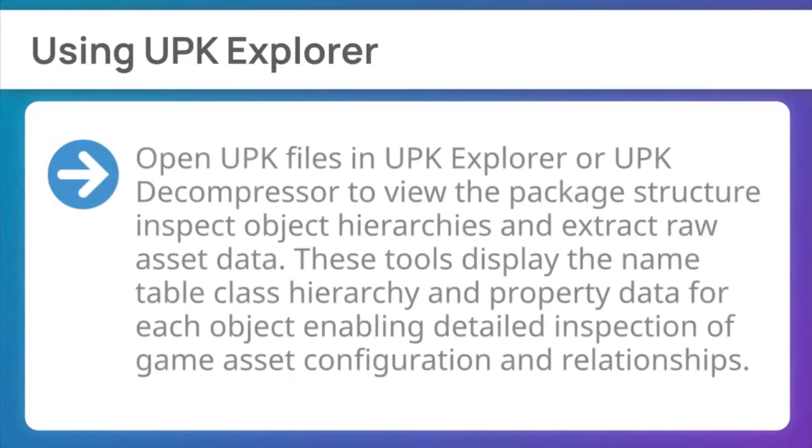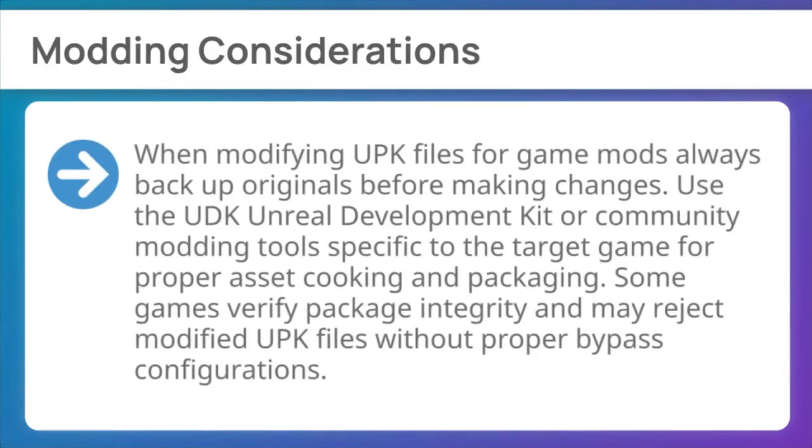Next, using UPK Explorer. Open UPK files in UPK Explorer or UPK Decompressor to view the package structure, inspect object hierarchies, and extract raw asset data. These tools display the name table, class hierarchy, and property data for each object, enabling detailed inspection of game asset configuration and relationships. Finally, modding considerations.